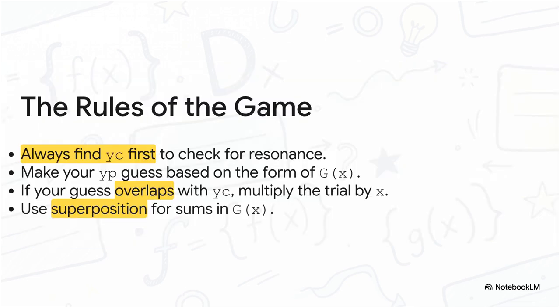Okay, let's wrap this all up with the 4 big rules of the game. Rule 1, always find yc first. You absolutely need it to check for resonance. Rule 2, make your guess for yp based on the form of g of x. Rule 3, check for that resonance. If your guess overlaps with yc, you know the fix, multiply by x. And rule 4, if g of x is a sum of things, just use superposition to divide and conquer. Follow these rules in this order, and you will solve the puzzle every single time.